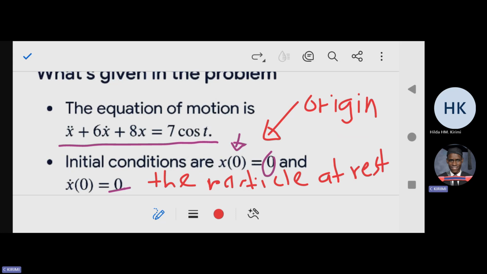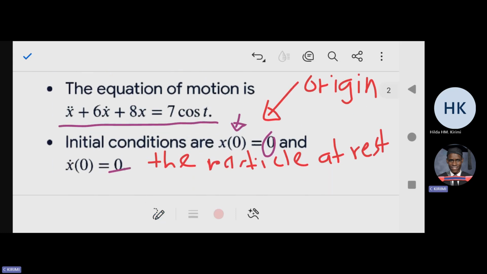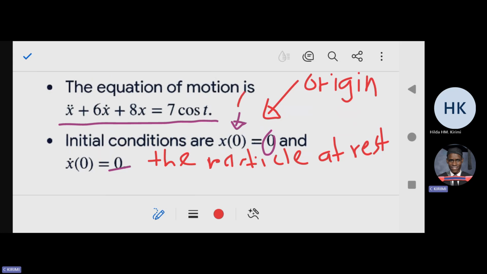But if it was not at origin, then they will tell you that at time, the starting time, that 0 there is representing time. Yes, the 0 is for time, t equals to 0 seconds. This is what that 0 represents. Answered. So this was the first step.